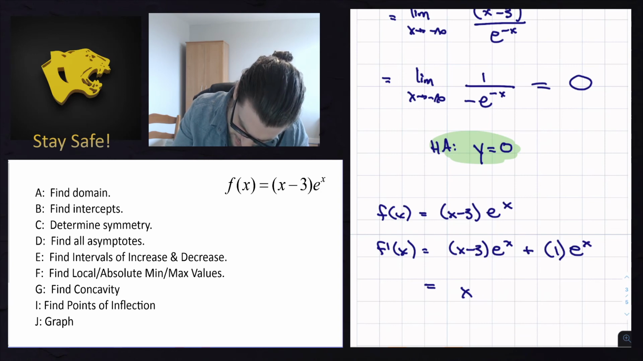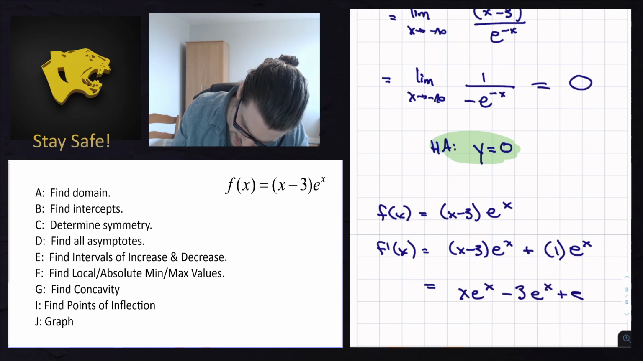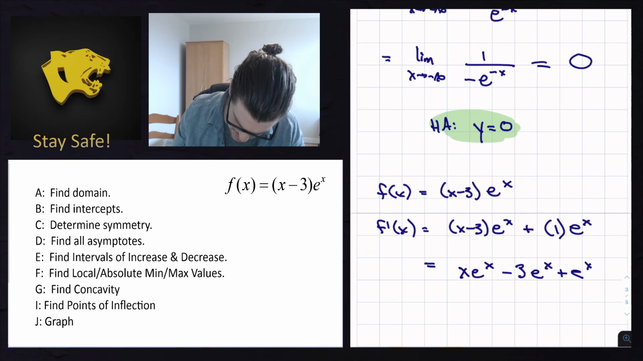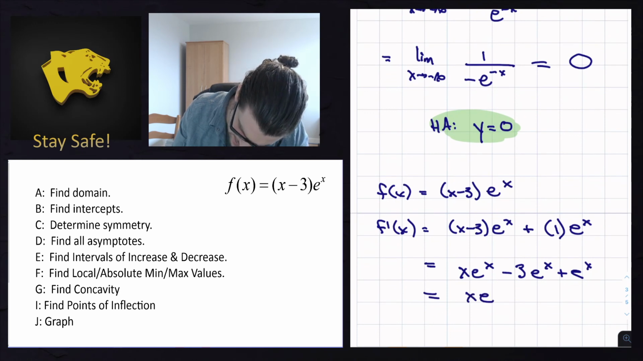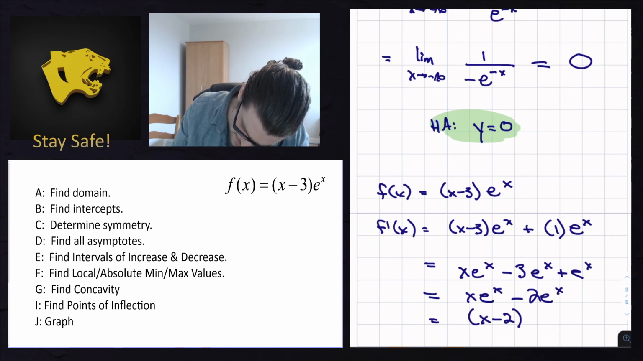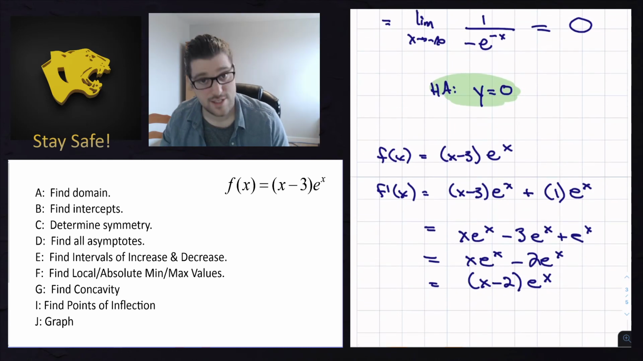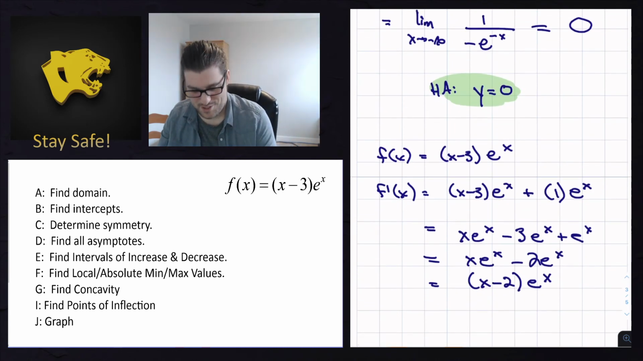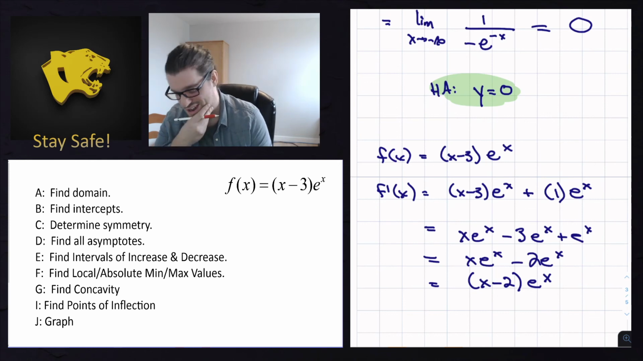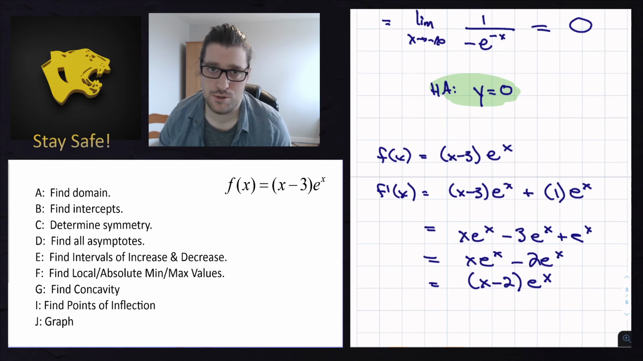Actually, I'm going to expand that so I can collect. So x e to the x minus 3 e to the x plus e to the x, which gives us x e to the x minus 2 e to the x. And if I factor it back out, it's just going to be (x minus 2) e to the x. Which is funny because it looks very, very similar to what we just had. It's just that the brackets dropped down by 1. So we had (x minus 3) e to the x, and now we have (x minus 2) e to the x.